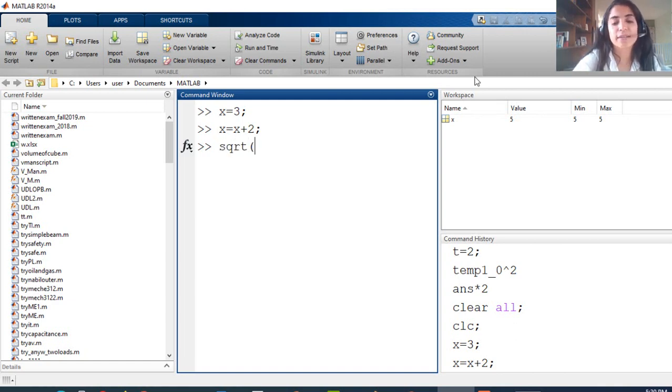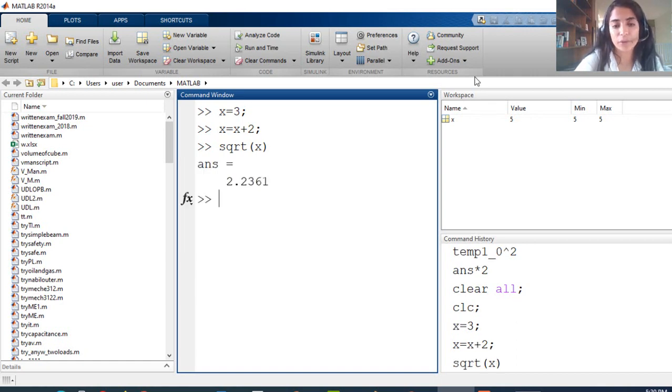So I'm going to use this sqrt for x. What is the square root of x? I'm going to click enter without a semicolon to see it on my command window. Basically, the square root of 5 is 2.2361, and this will be saved in ans because I did not define a variable here before sqrt. So ans here is equal to 2.2361.